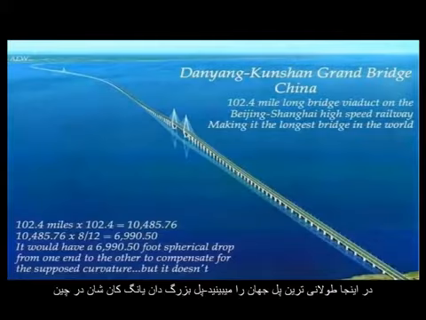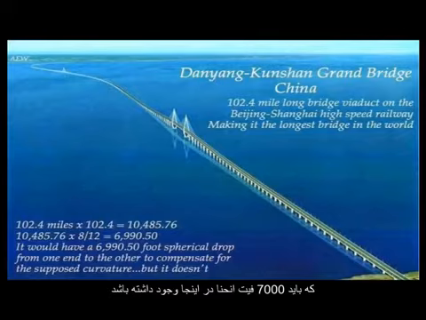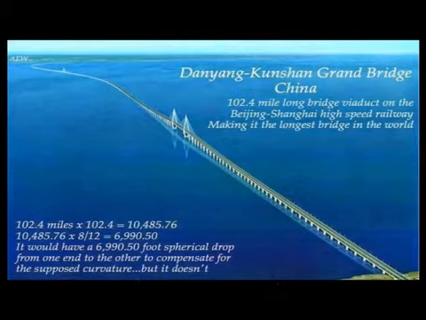Here's the longest bridge in the world, the Danyang Kunshan Grand Bridge in China. 102.4 miles long. There should exist nearly 7,000 feet of curvature drop in that bridge. 7,000 foot curvature drop. Do you see it? It ain't there. Look at the horizon. It's flat.